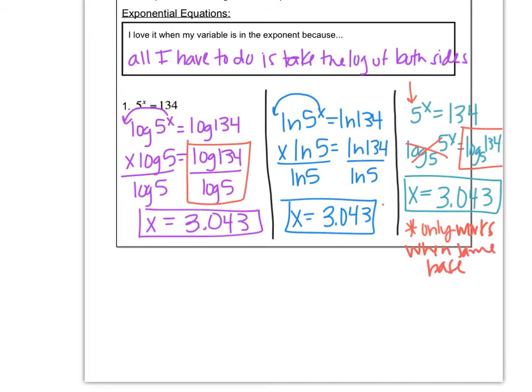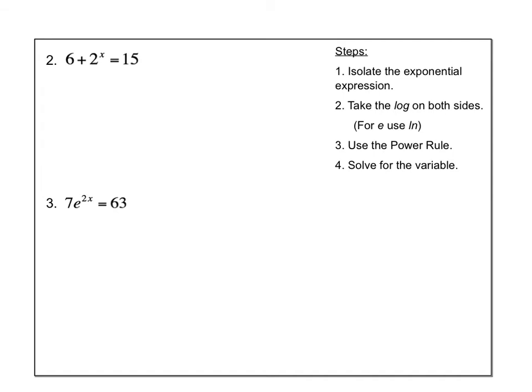So let's try some more. As we look at these next problems, they're going to have a little bit more in them. The first thing you need to do is think about what you're going to do to get to the x. You still need to think unwrap. What do I have to get rid of first?